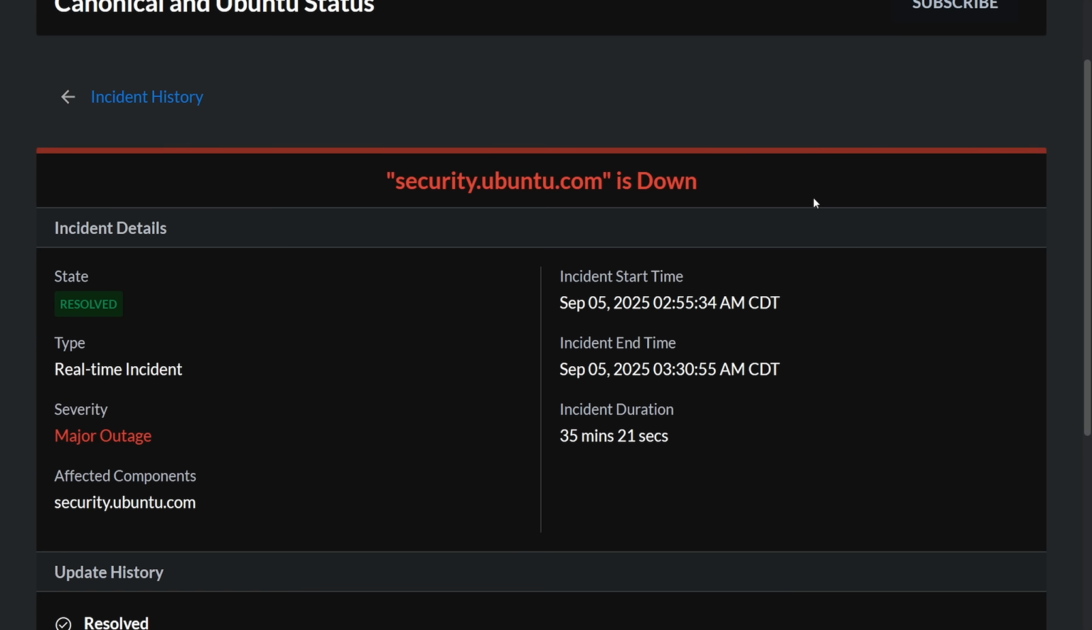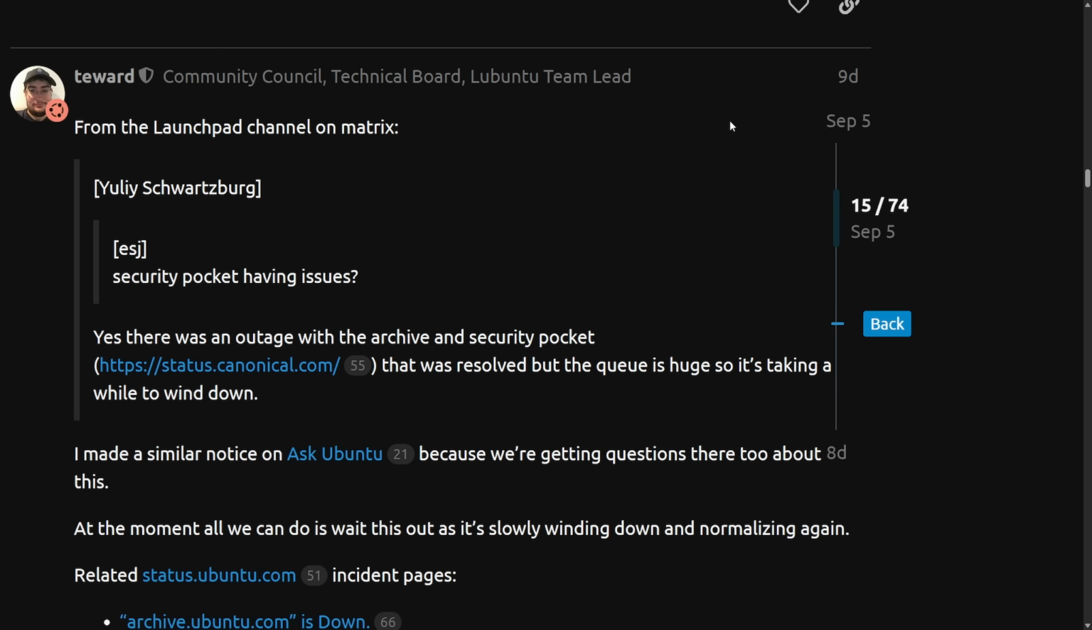And then the secondary one was security.ubuntu.com. Again, a real-time incident with a major outage. The repo was down for about 36 minutes, and this repo is for critical security patches, as this is where apt pulls all the patch versions of packages when Canonical issues fixes for vulnerabilities, aka CVEs. So you can imagine why this is so critical. Any system updates that you wanted to make and the way to keep your system safe from known exploits were both down over several days.